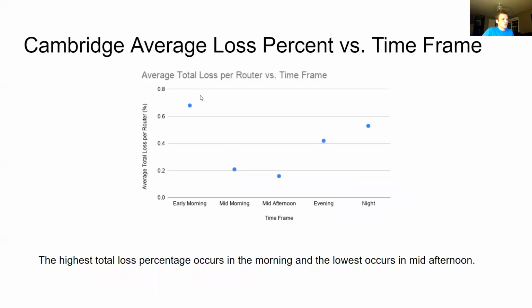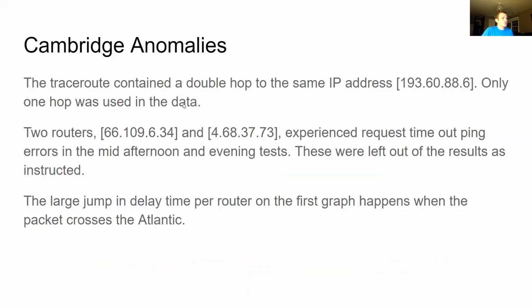And this is the loss percentage. Again, this is notable because last time, if you remember, Twitter had the highest of mid-morning and mid-afternoon loss percentages, but now Cambridge has the lowest. So there seems to be a contradiction there. Maybe there's not a correlation. This is the anomalies. The traceroute contained a double hop to the same IP address, and I only used one hop.